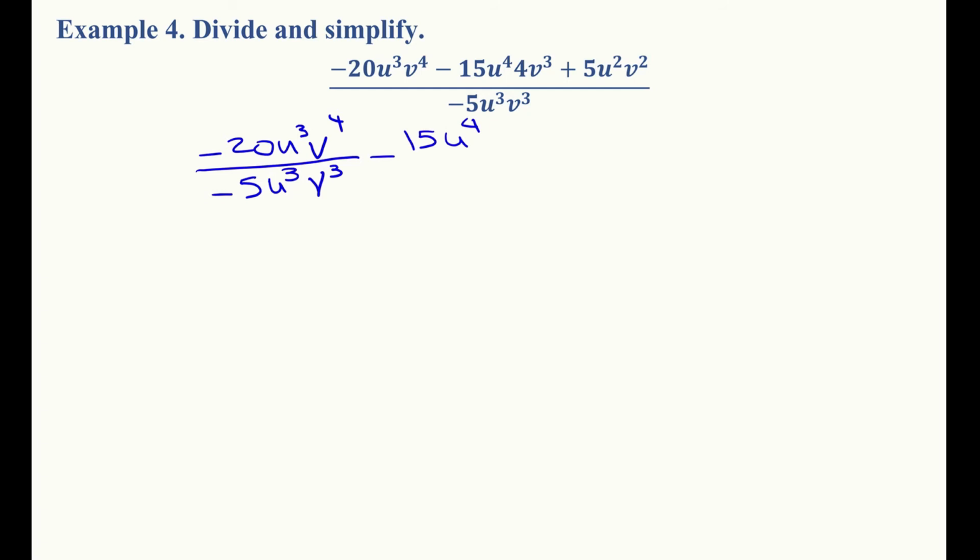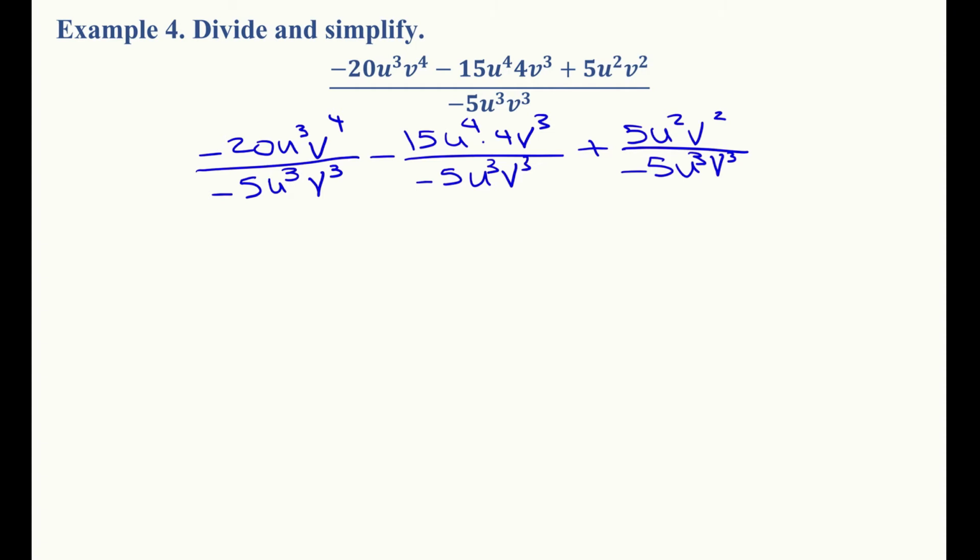times 4v cubed over -5u cubed v cubed, plus 5u squared v squared over -5u cubed v cubed.